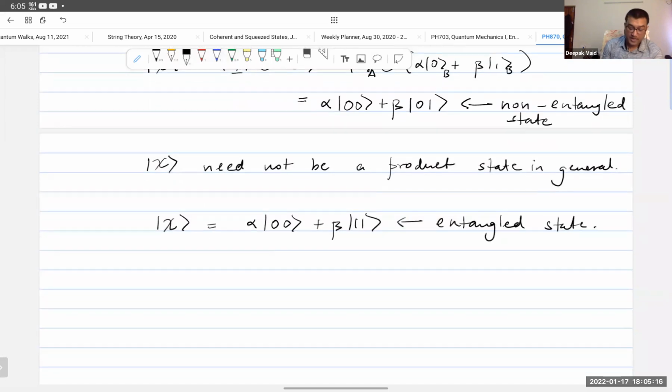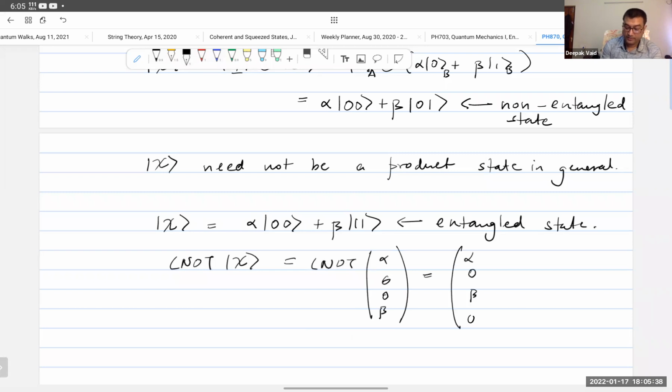Okay, and what is the effect of CNOT on this state? Right? So if you look at this in terms of components, you can write this as alpha |00⟩ plus beta |10⟩, like that.